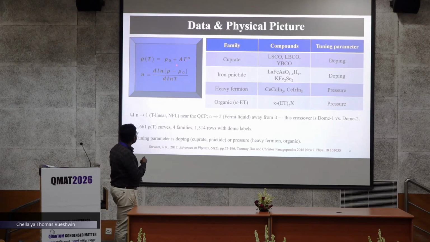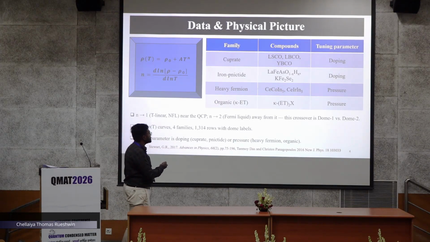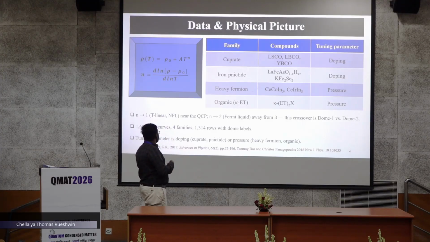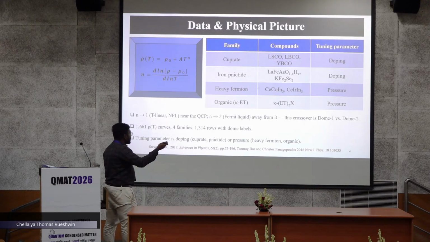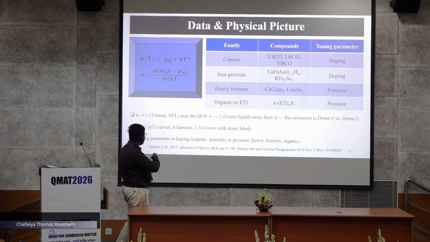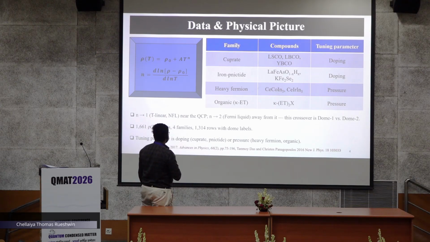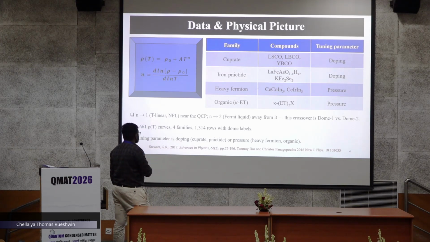And here this n is very useful, because for normal superconductors most follow n equal to 2, which is a Fermi liquid. But near the QCP, after the first dome, we can see it also shows non-Fermi liquid behavior.